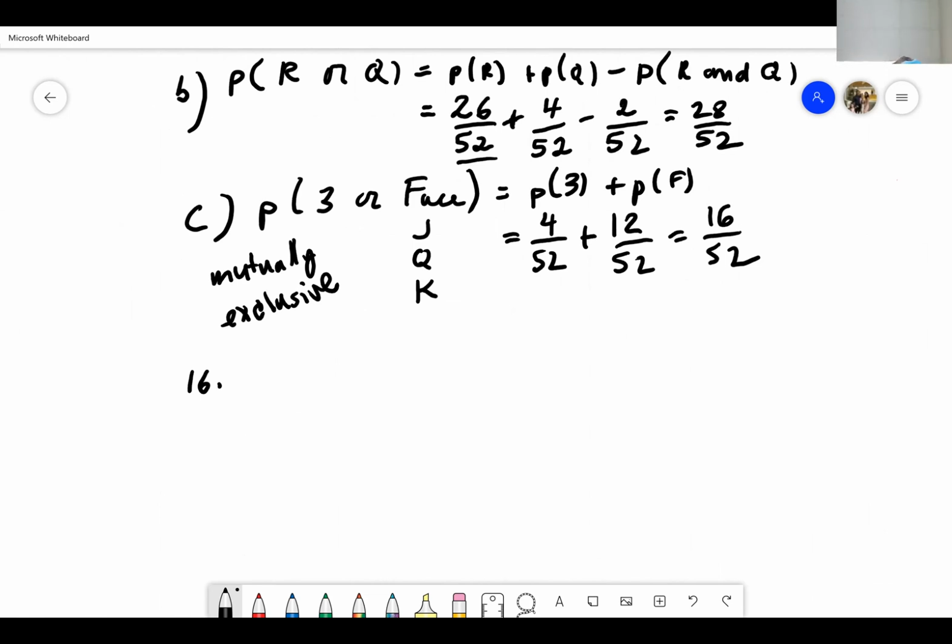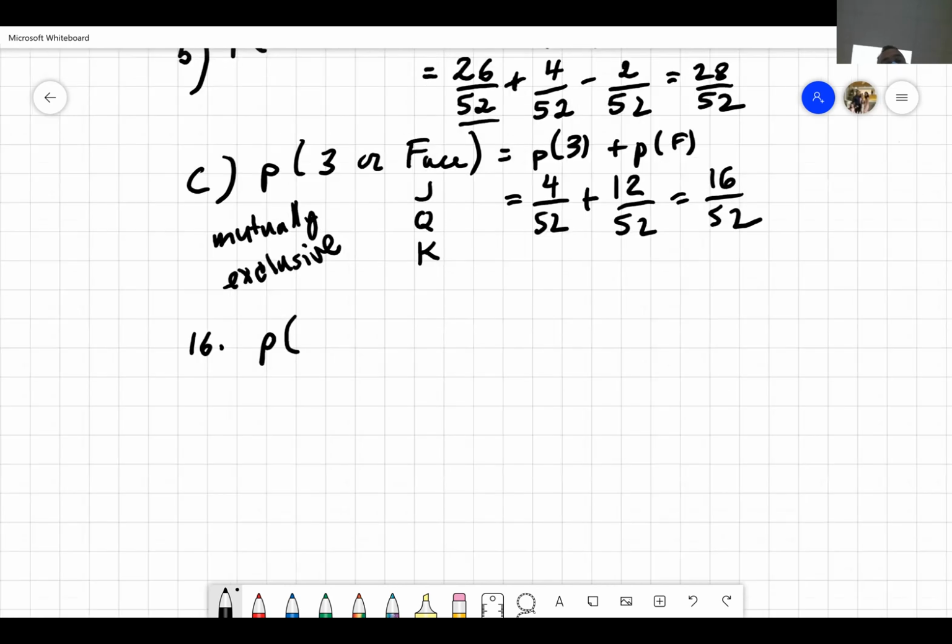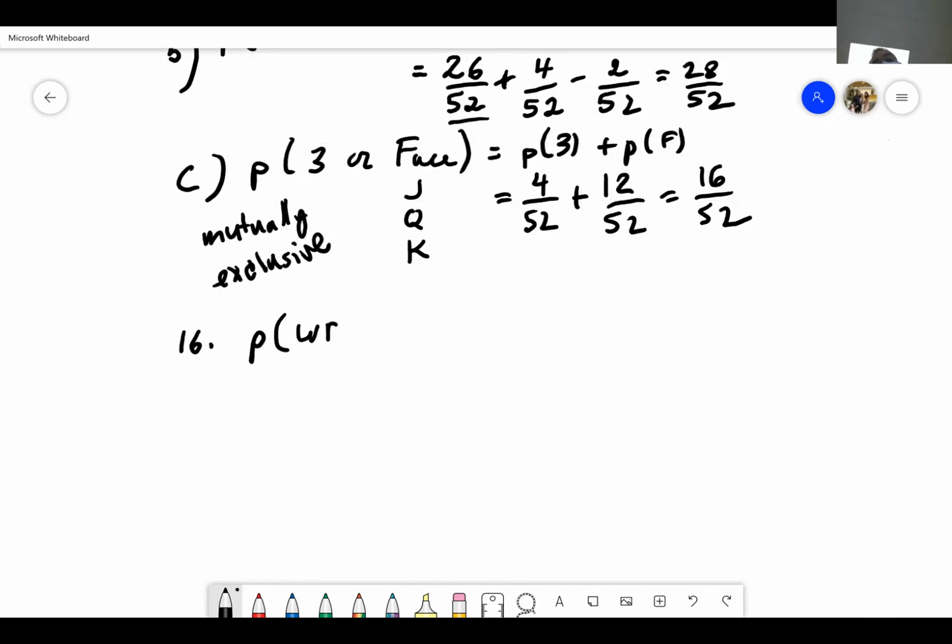Number 16 says can defects. A company that makes soda pop cans finds the probability of producing a can without puncture is 0.96. So the probability of without puncture, WP, is 0.96. And then it says the probability a can does not have a smashed edge, so the probability of not smashed, is 0.93.